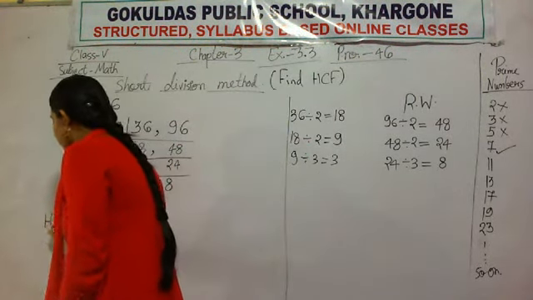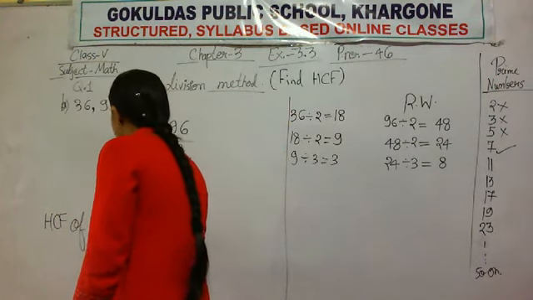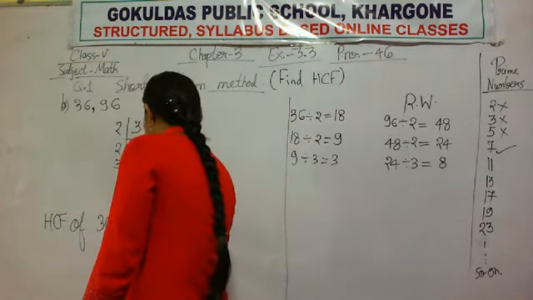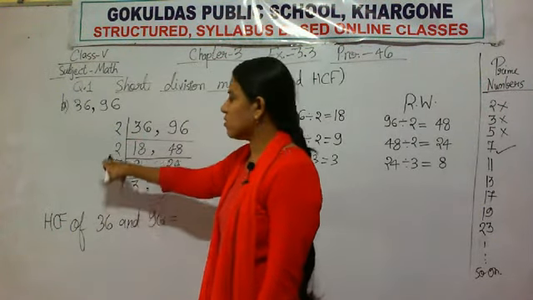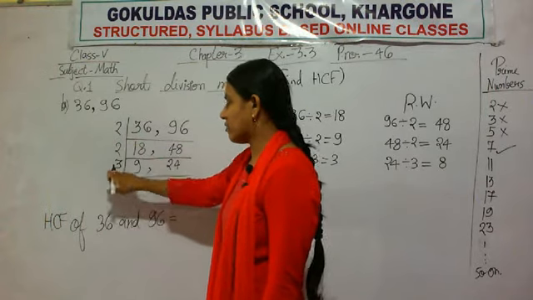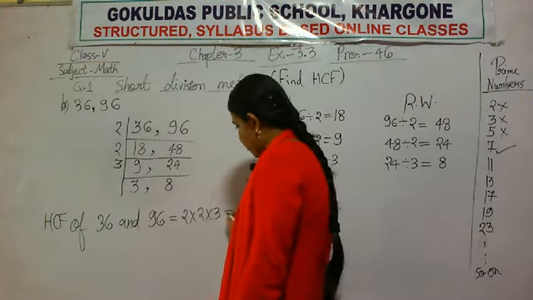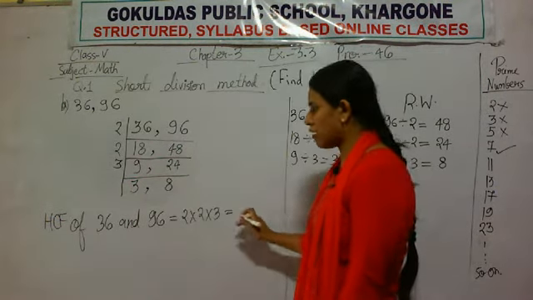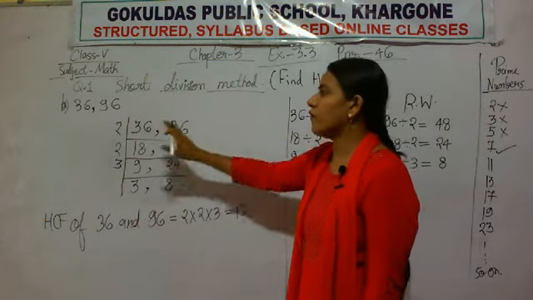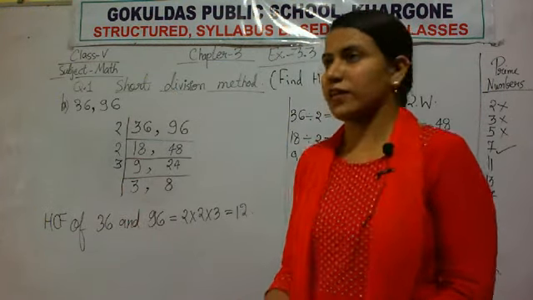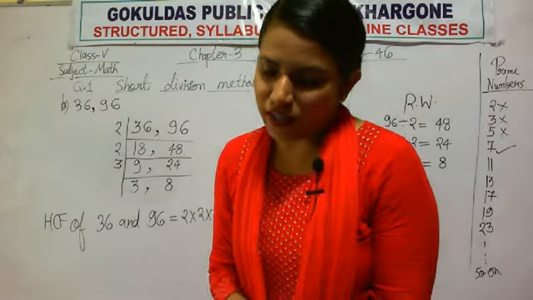So therefore the HCF of 36 and 96 is the product of all the common prime factors. So here 2, 2 and 3. So 2 multiplied by 2 multiplied by 3. 2 twos are 4, 4 threes are 12. So 12 is your HCF of 36 and 96. I hope you got the method.